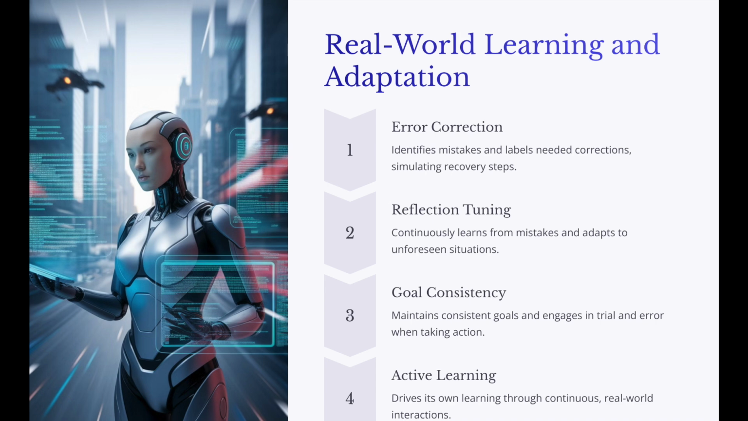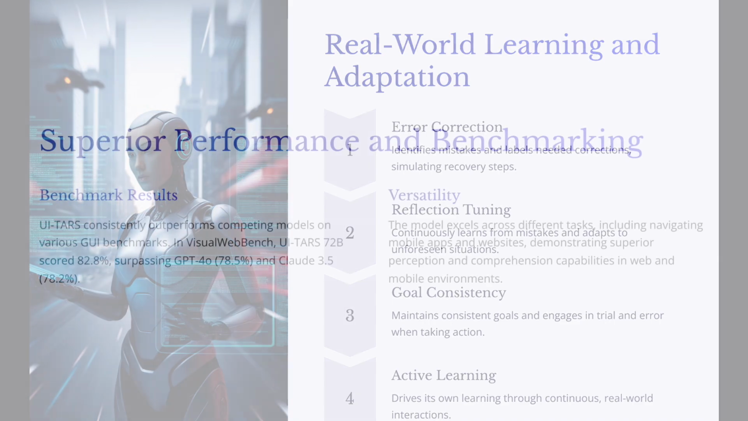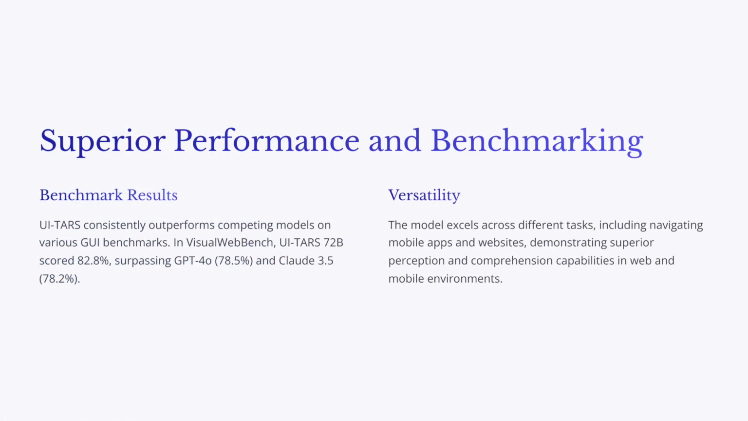The researchers put it through all kinds of tests, and the results are pretty interesting. One test, called Visual Web Bench, measures how well a model understands web elements, and UITARS absolutely crushed it, scoring way higher than some of the bigger names like GPT-4 and Claude. It aced other tests too, showing it's really great at perceiving and understanding visual information across websites and even mobile app screens. And we're just getting started, really.